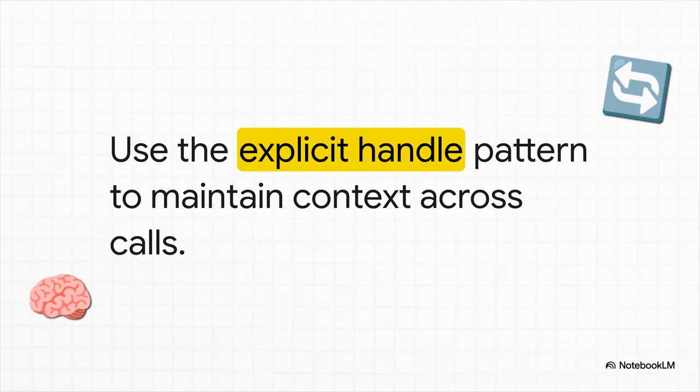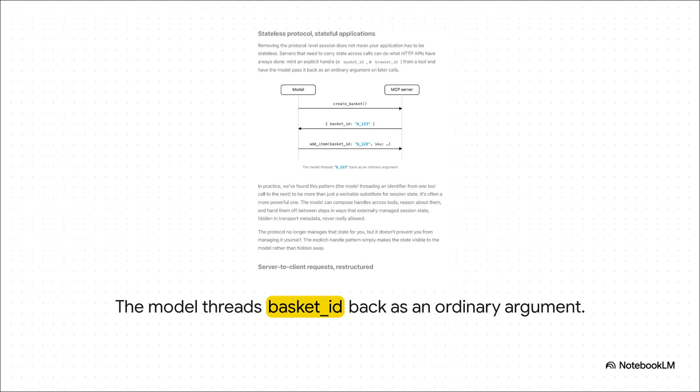But hold on, this brings up a huge question. We are building AI applications that absolutely require context across multiple turns, right? So how on earth do we maintain application state if the protocol itself is washing its hands of managing sessions? The fix here is something HTTP APIs have used for decades, the explicit handle pattern. You just mint an explicit handle, say something like a basket_id, and hand it to the model. The model then just threads that identifier right back through any subsequent calls as a completely ordinary argument. It makes your state visible and highly composable instead of hiding it away in transport metadata. It's actually a much cleaner paradigm.